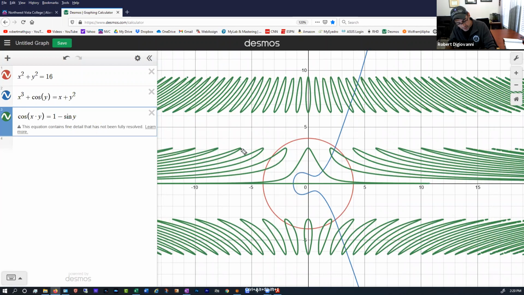We should be able to just pick a point, I don't know, and find the slope of the tangent line. We should. How though, right? How? All right, so that's what this is about. How do we do this?